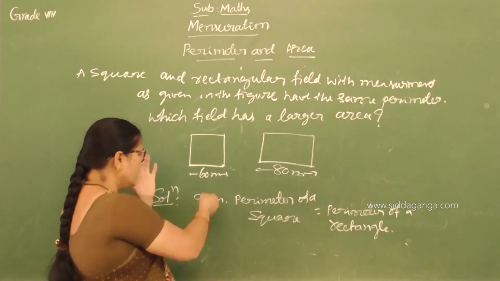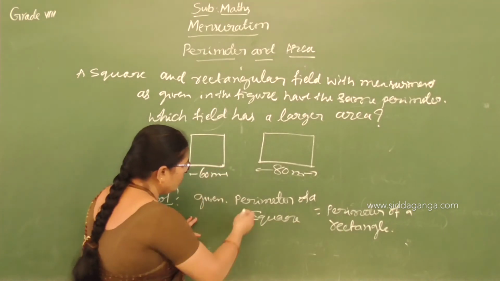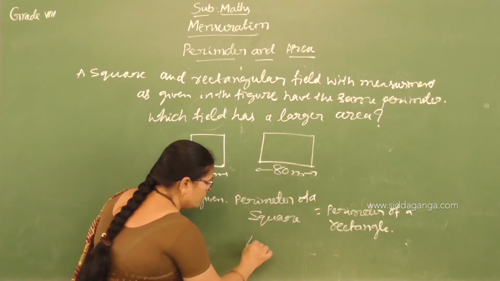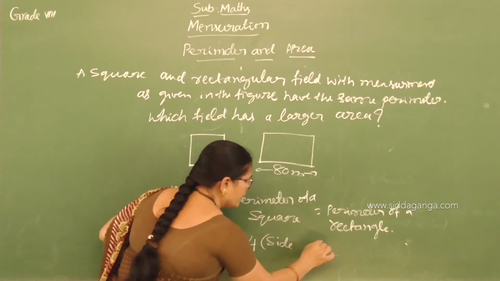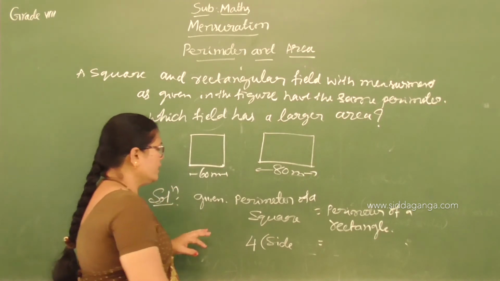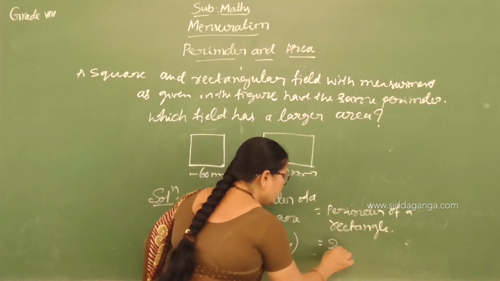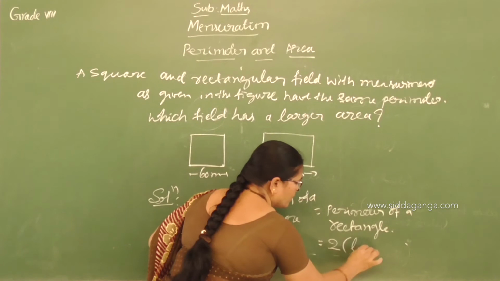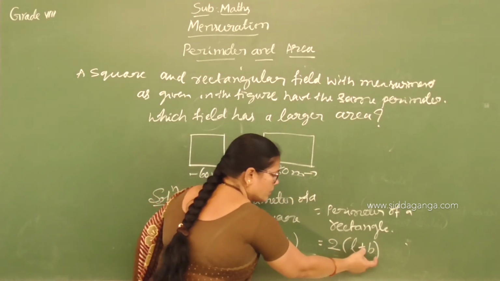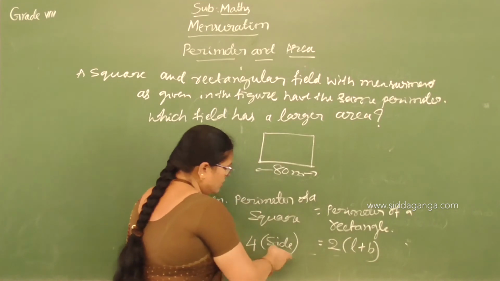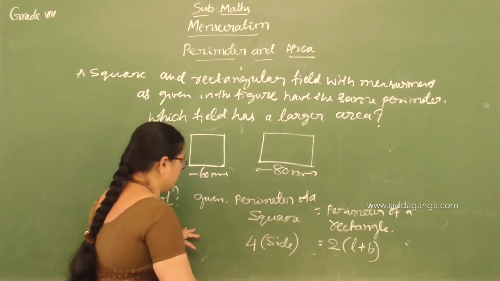From the figure, the side of the square is given. What is the perimeter of the square? Perimeter of the square is equal to 4 into side. Then what about the perimeter of the rectangle? 2 into (length plus breadth). Here we only know the length, not the breadth. In this calculation we have to find out the breadth.